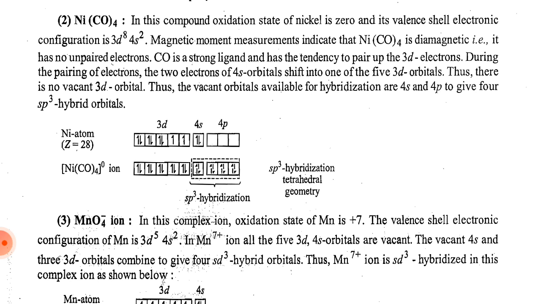Nickel atomic number is 28. 3d 8 electrons, 4s 2 electrons, 4p is empty. In the Ni(CO)4 zero-valent state, carbon monoxide will give 8 electrons. So it will form sp3 hybridization, a tetrahedral complex.